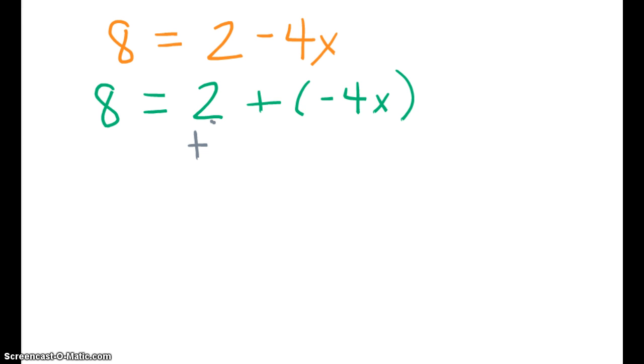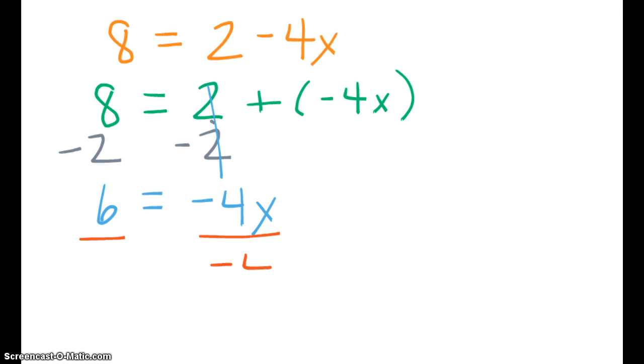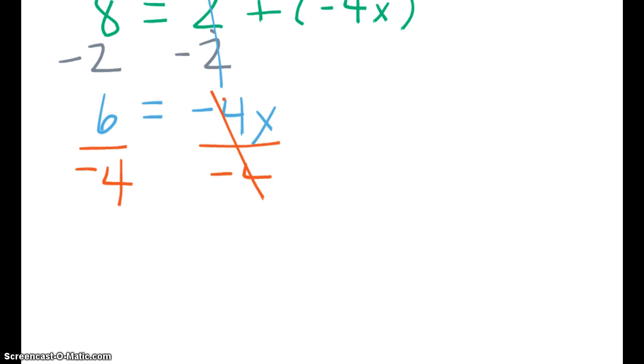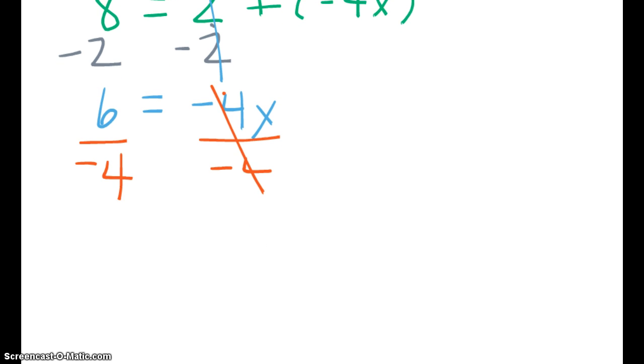So I'm going to, oops, I am not going to do that. I'm going to add negative 2 to both sides. So I'm going to be left with 6 has the same value as negative 4 x's, because those zeroed out. Alright, now I'm going to divide both sides by negative 4, because a negative divided by a negative is a positive. So those guys divide out. So I am left with x equals negative 6/4.